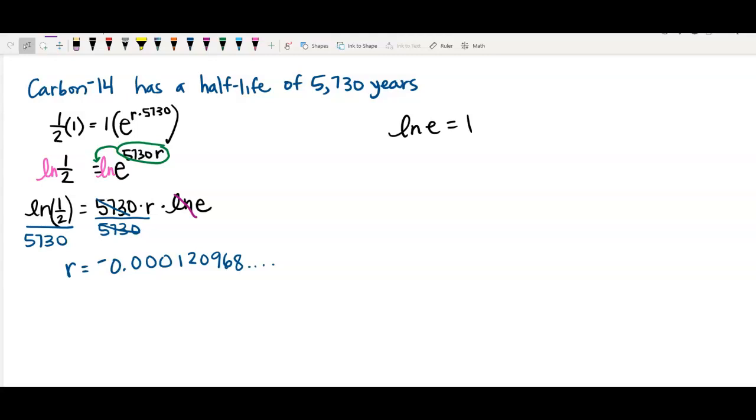Oftentimes a lot of students get kind of worried about these on the final exam. I'll just tell you straight up, the only thing I've seen on the final exam is something like what we did before, like compound interest. They might ask you to find the time it's going to take on compound interest, but usually it's more straightforward on that.